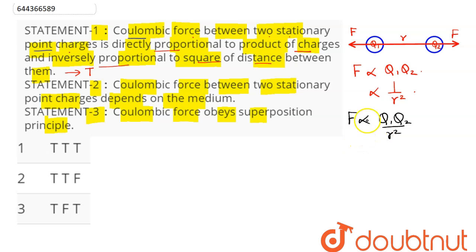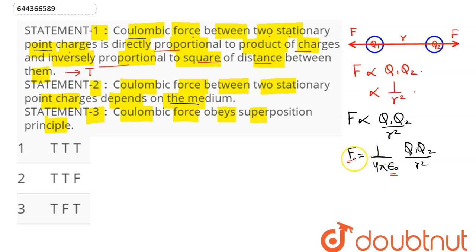Now here if, let's say, replacing this proportionality with a proportionality constant, which here is equal to 1 upon 4 pi epsilon naught, where epsilon naught is permittivity of the vacuum. Hence we can see here this permittivity value, epsilon value, changes on changing the medium. So here we can see this electrostatic force depends on the medium. If we change the medium, this permittivity value shall change, which means here this electrostatic force value will change.